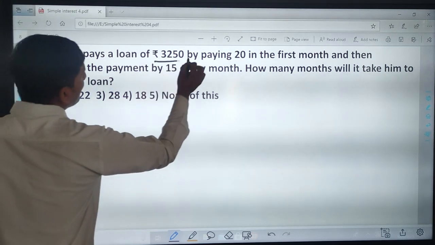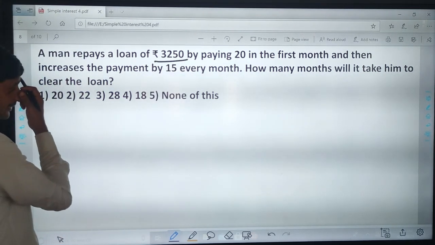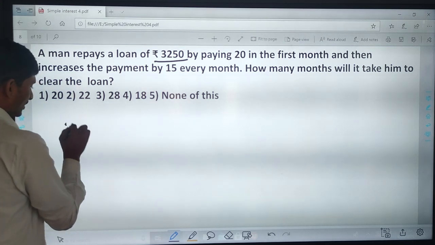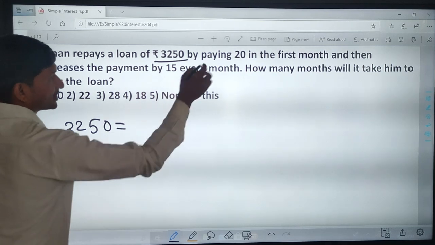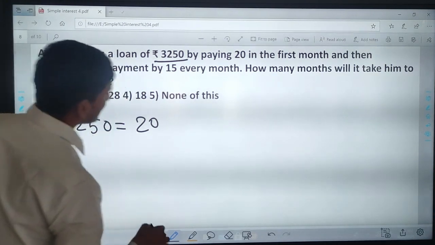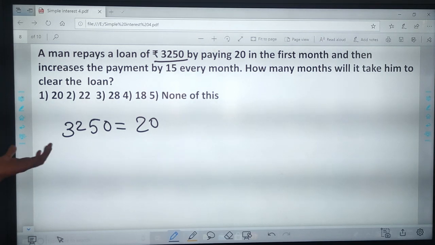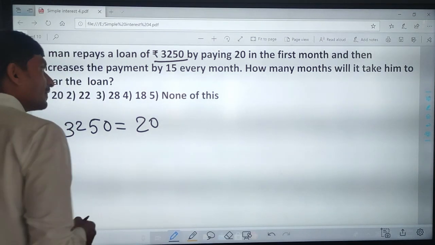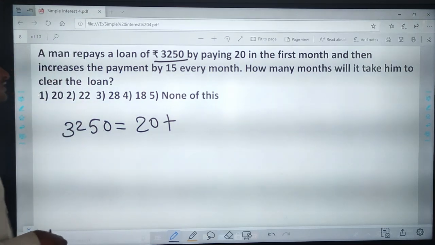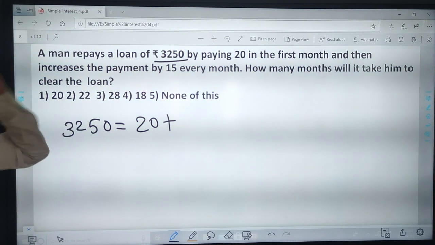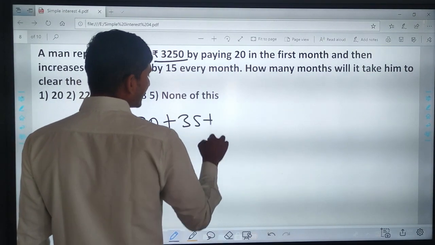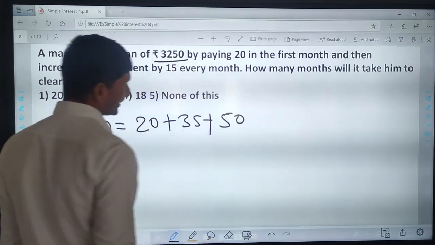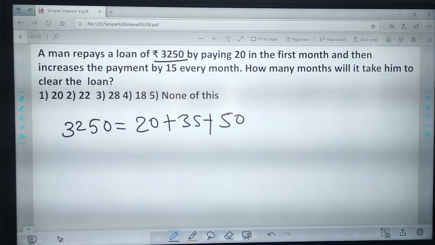Here the total payable amount is 3,250. Your first installment, or first payment, is 20. After the first month, the payment will be increased by 15 every month. Then next month the payment is 35, then next month the payment is 50. Now how many months will it take him to clear the loan?